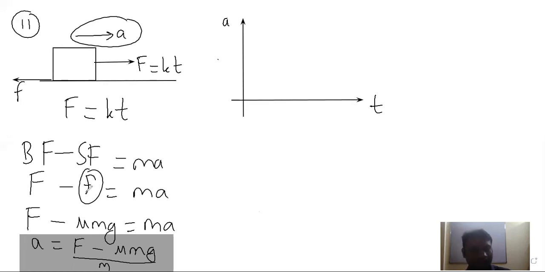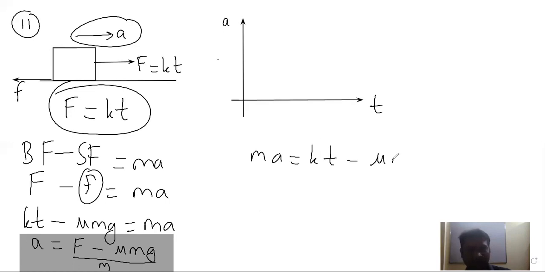So let us substitute the value of this F force here. If I write this F force as kT, because F is kT, if you see carefully, this comes out to be a straight line. In this case, acceleration is coming out to be a straight line from this equation because ma is kT minus mu mg. So acceleration a is k by m into t minus mu g, on dividing by m on both sides.